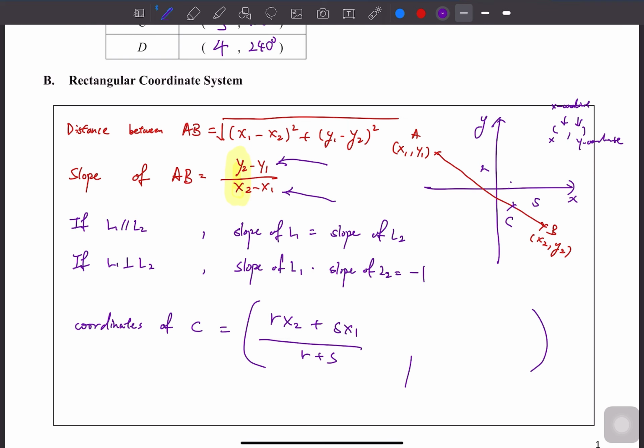Same idea, if you want to find the coordinate of y, you can use this idea: R times y2 plus S times y1 over R plus S.